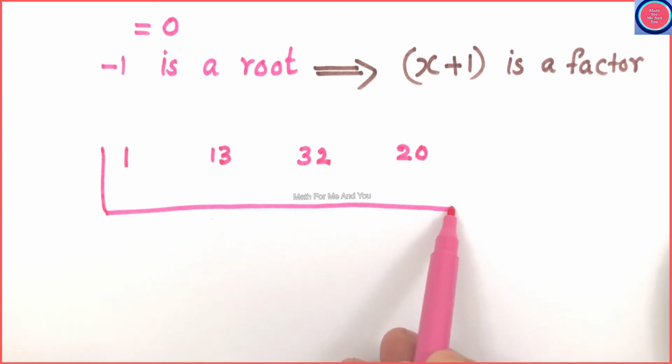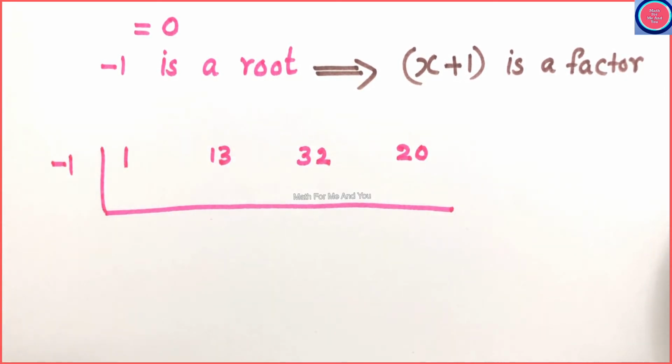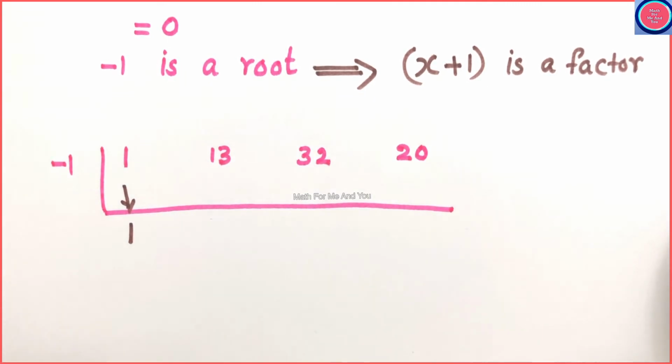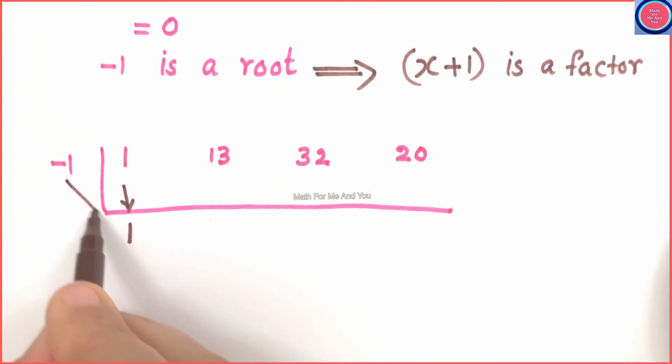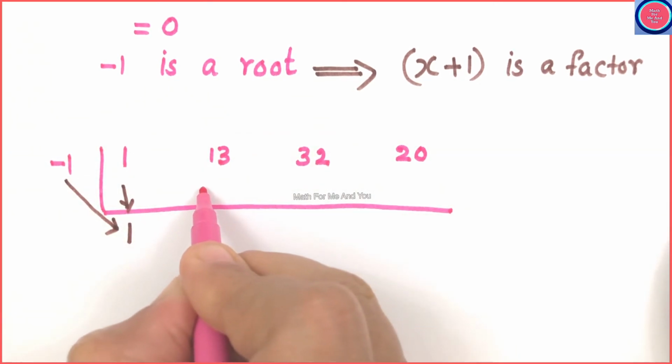What is the first step? We copy the first coefficient same as it is. Okay. Then we will multiply with minus 1. Minus 1 times 1. Get the answer and write under the next coefficient. The answer is minus 1. Write under 13. And then find the total.